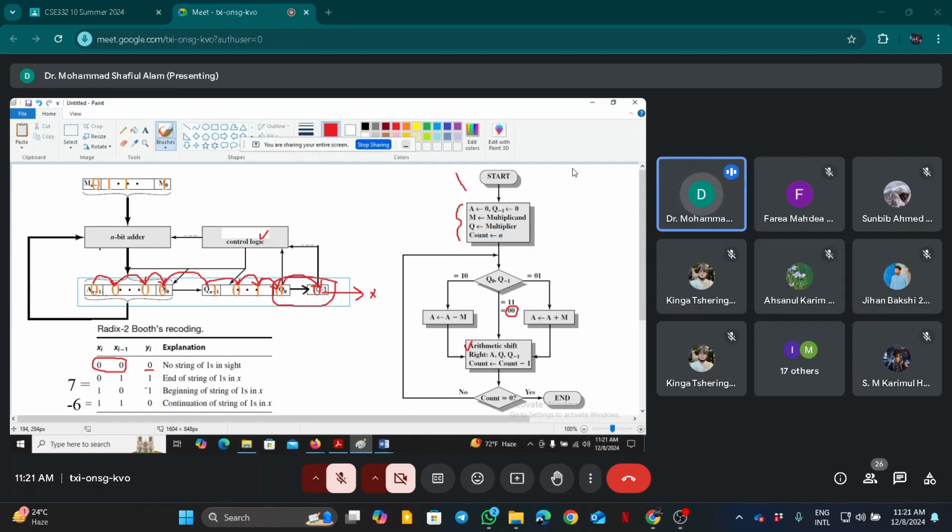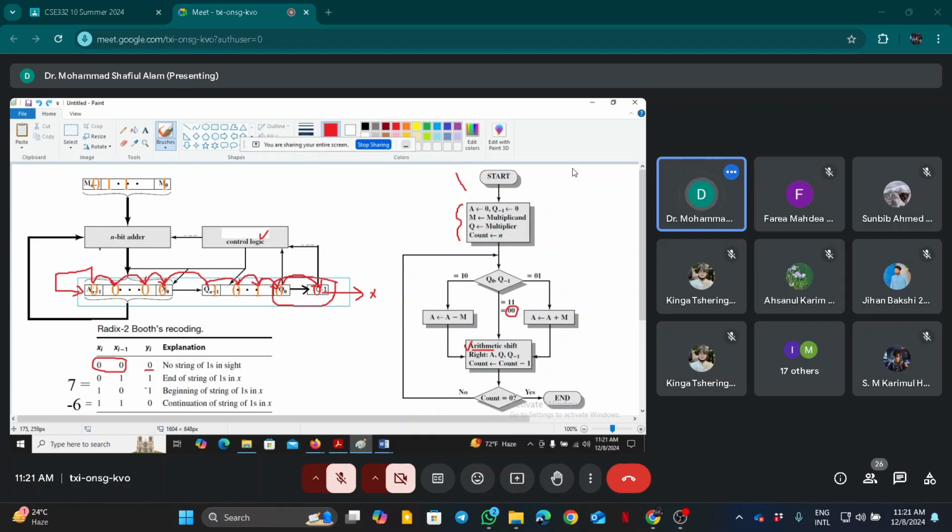Now, when we talk about arithmetic shift, we preserve the sign bit. Sign bit means this bit, the most significant bit, is fed back. We don't insert zero from the left, remember. Usually, in any right shift operation, we insert zero from the left. But in case of arithmetic shift, we don't do that.